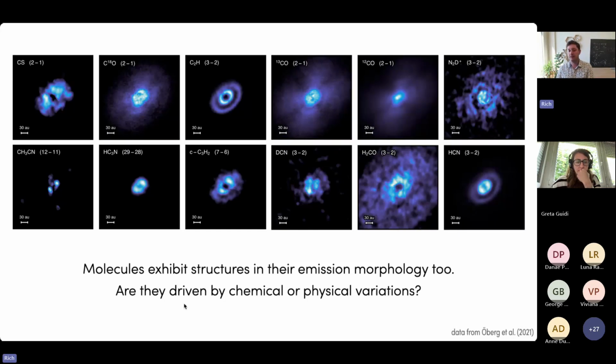And so it's great that we're seeing all this complexity in the morphology. That means we've got a lot to learn from the data. But it poses the question of whether these structures that we're seeing are driven by chemical or physical variations. And that's really quite a hard thing to disentangle without a lot of forward modeling, which can be computationally expensive and driven by a lot of assumptions from your model.